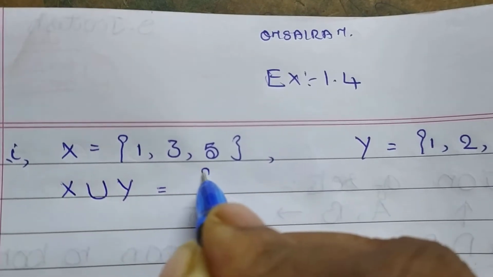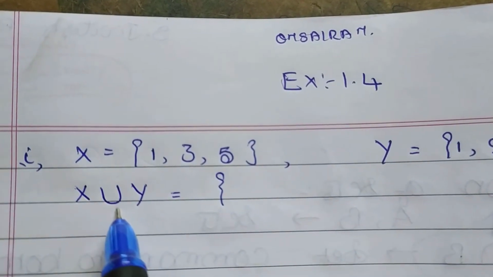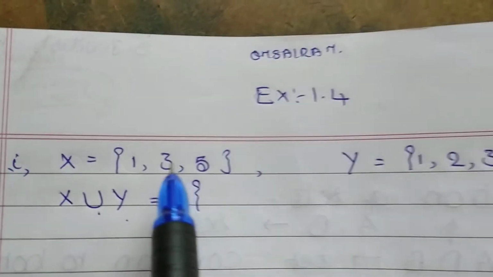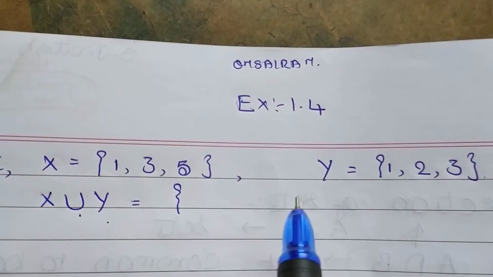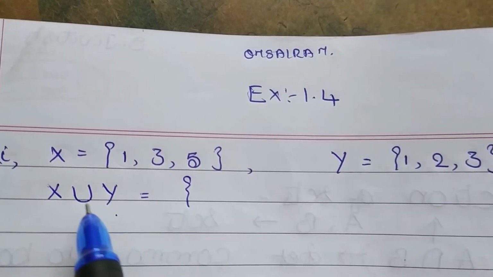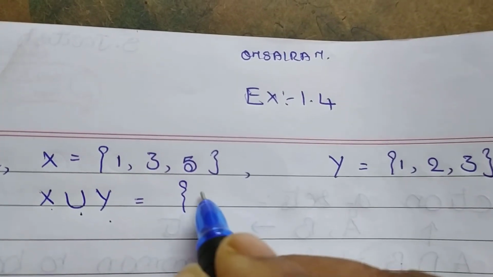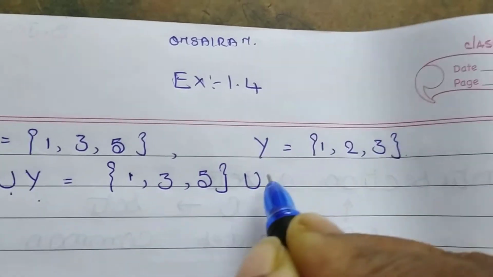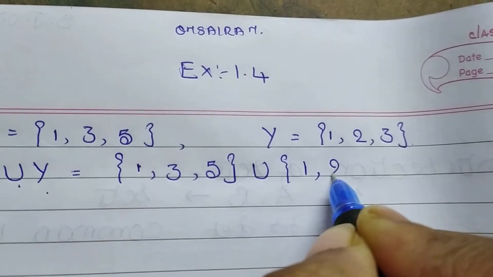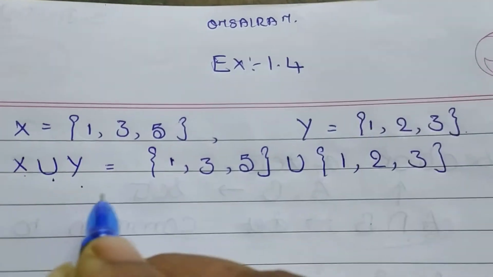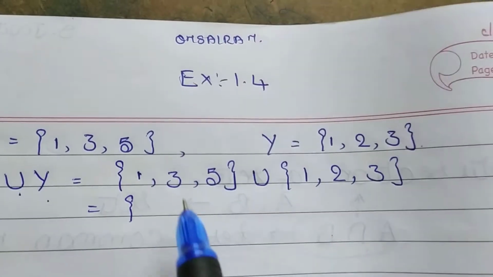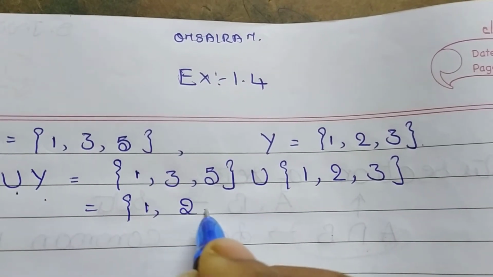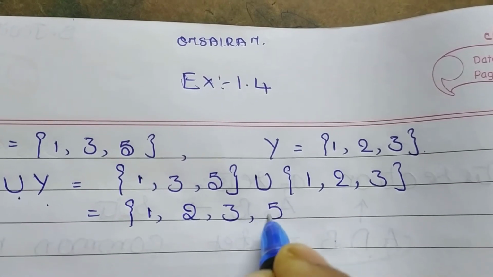So X union Y equals to, this is the symbol for union, we know that. The union of two sets is the set containing both the elements. If anything is repeating, no need to write it twice, that's all. So what is set X? That is 1, 3, 5, union. What is set Y? 1, 2, 3. Now the union of these sets. We should write all the elements. That is 1, 2, 3, 5.